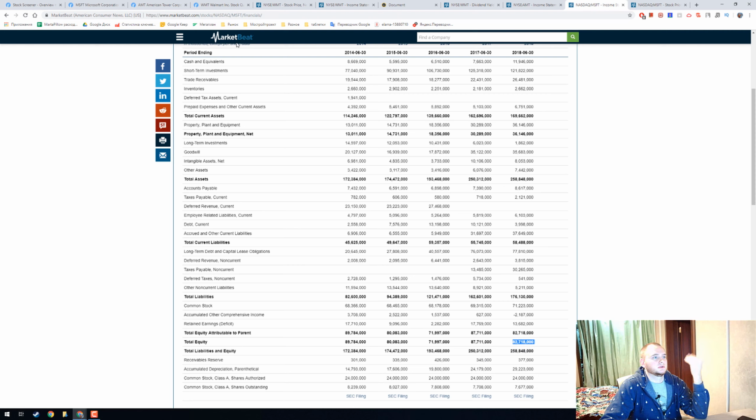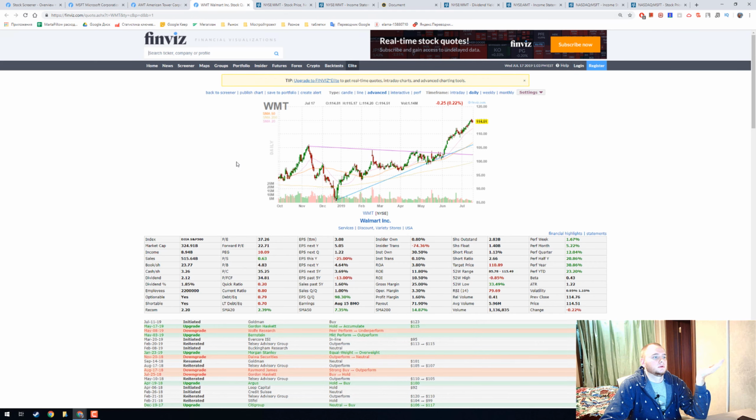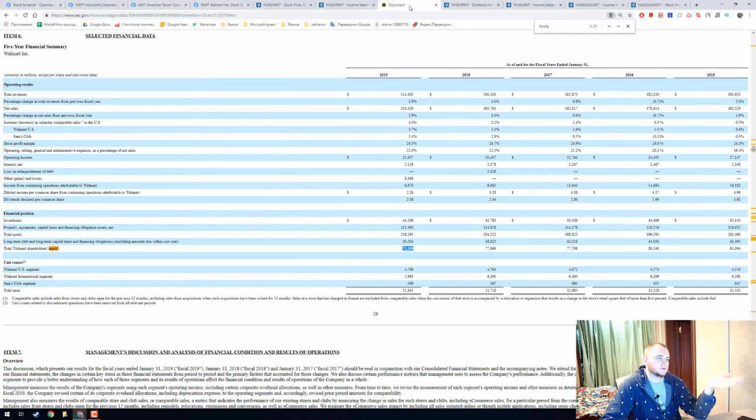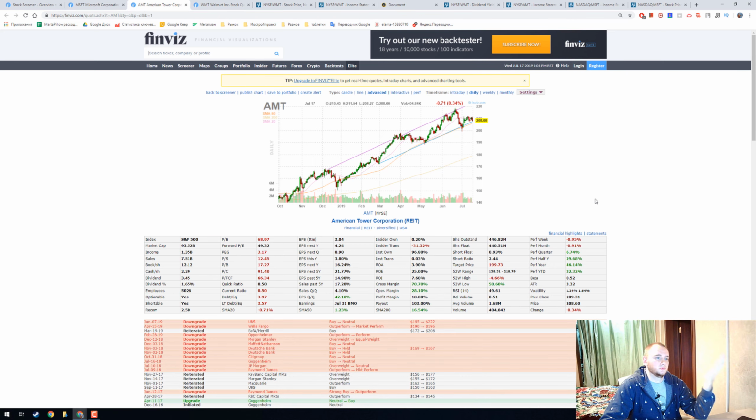the equity is only 82 billion. And we can check it on Walmart. Here is Walmart's market capitalization, 320 billion. We can check the equity in the 10-K form. They have only 72 billion. And American Tower Corporation has 93 billion in market capitalization, and it is a REIT company.